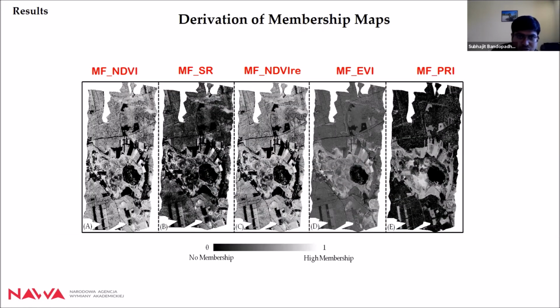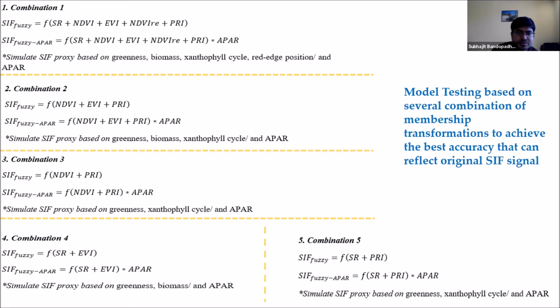Now I come to the outputs. This is the derived membership maps of the area, covering from no membership to high membership of 1. We have tested different combinations. It is very simple: in combination 1, we are considering all the vegetation indices, in combination 2, only 3, in combination 3, only 2, and in combination 4, also 2.